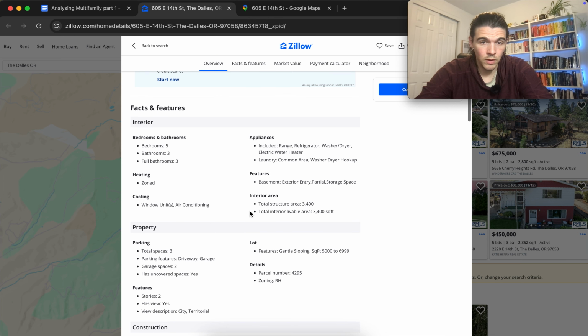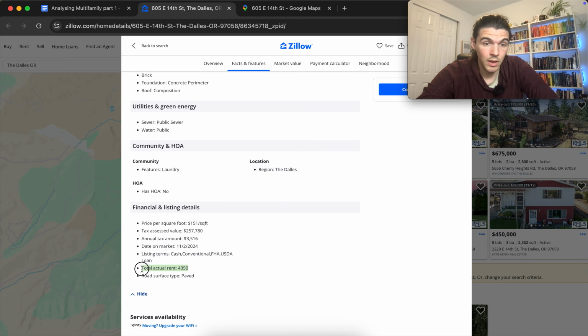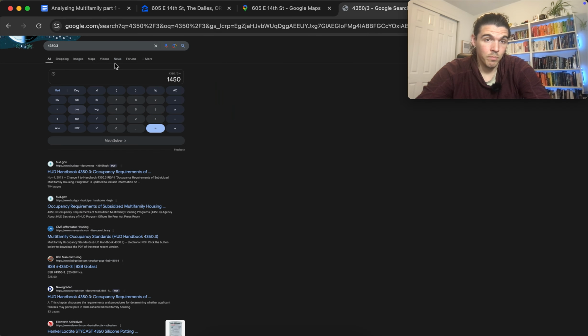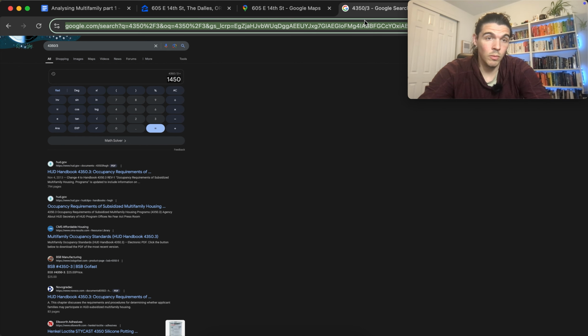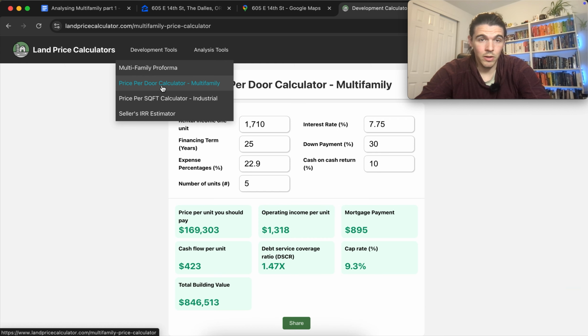If we scroll down, we see that the total structure size is 3,400 square feet, zoned RH, has 2 stories. And luckily, it shows us exactly what we need: the total actual rent. If we go up, there are 3 units, and each unit is bringing in $1,450, and that's going to be the main thing that we're using. So I'm going over to my calculator, the price per door calculator for multifamily.